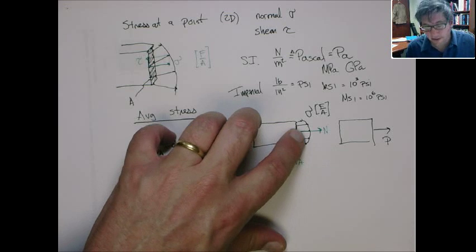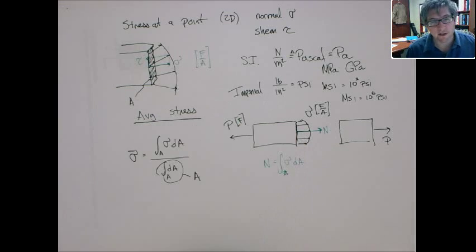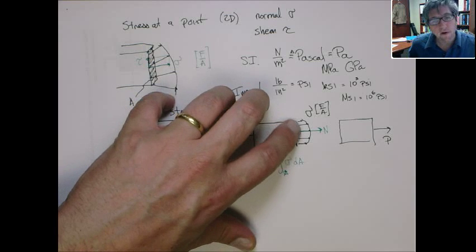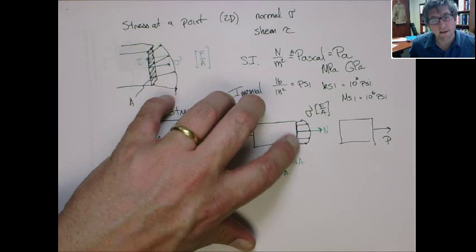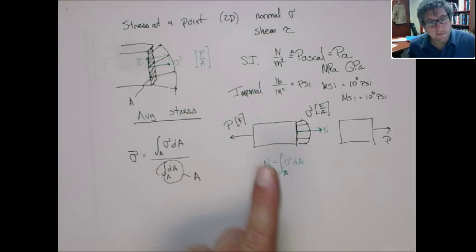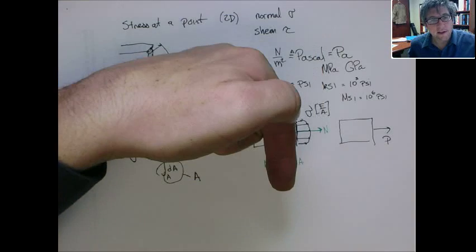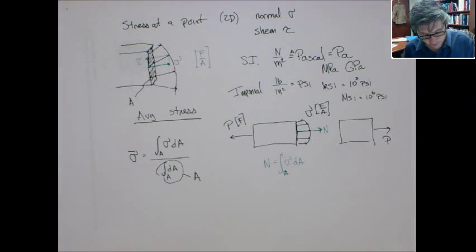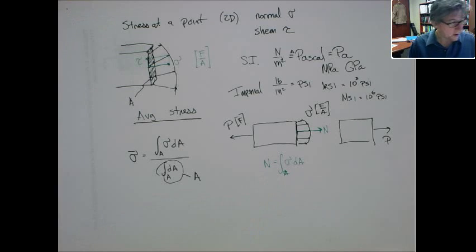So N really is a fictitious thing. The internal reaction force doesn't exist per se, but you can consider it as the combined effect of all the normal stresses acting on the surface. Similarly, V is the effect of all the shear stresses on that surface. So that's N. All right.